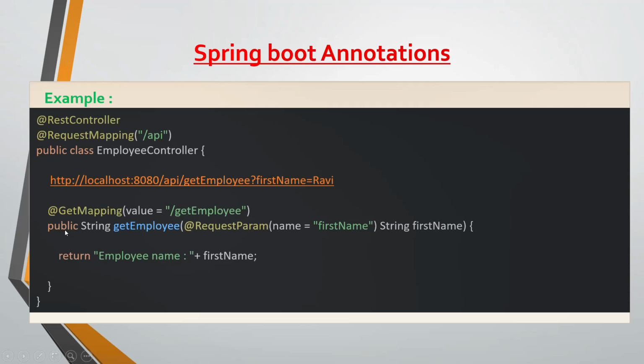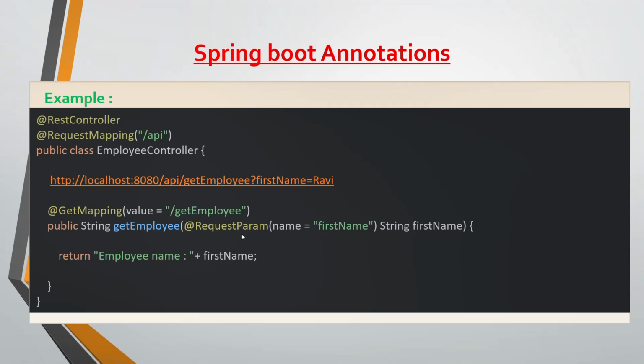This method is public and the return type is String, and I have provided the method name as getEmployee. And inside this method, I have used the @RequestParam annotation to specify the query parameter name. So based on this query parameter name, the @RequestParam annotation will extract the query parameter value from the URL path and bind it to the method parameter. Actually here this @RequestParam annotation will extract the value of firstName and bind it to the method parameter firstName.